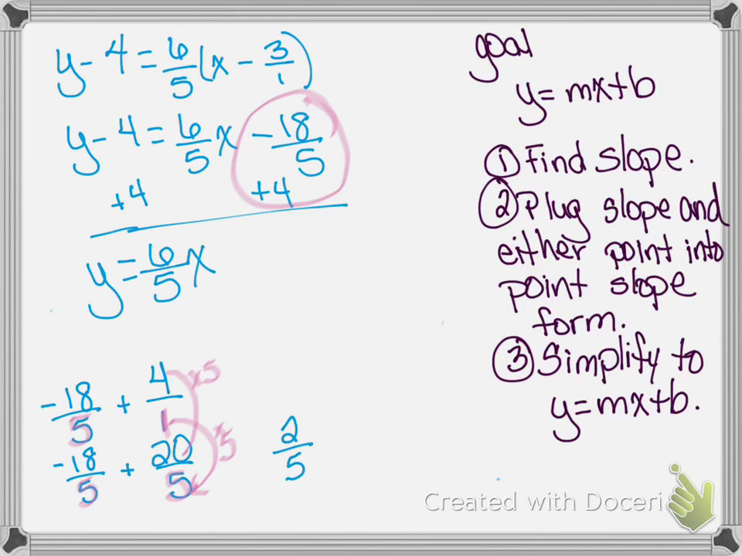And so sometimes it's those fractions that give us as much trouble as anything else. What'd you say? The fractions were getting to me. The fractions definitely do. And so this then is my final answer. y equals 6/5 x plus 2 over 5.